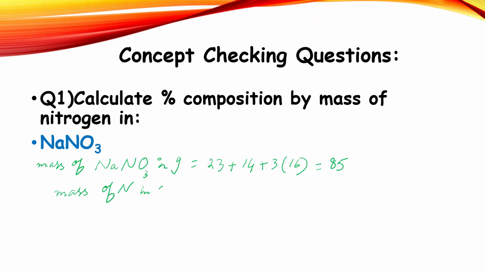Now mass of nitrogen in grams. So from periodic table we know that it's 14, and our formula for calculation of percentage by mass is, since there is only one atom of nitrogen in this molecule, we will write 14, which is the mass of our element, and we'll divide it by 85, which is the mass of the compound, and we'll multiply the whole thing by 100, and the answer comes out to be 16.5%.